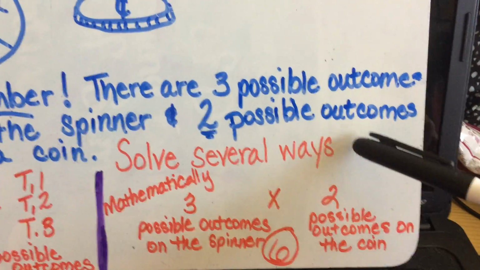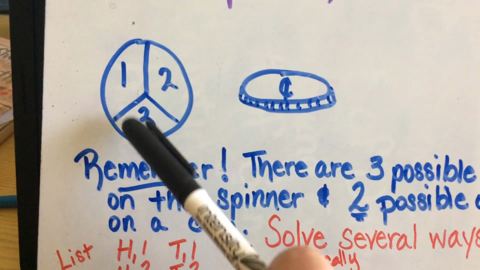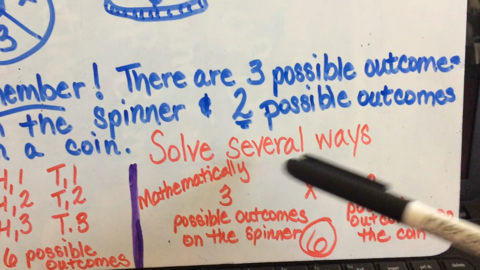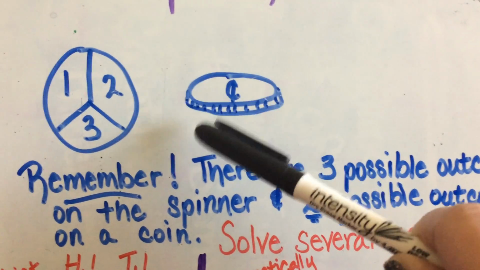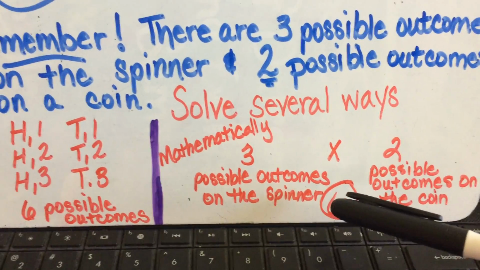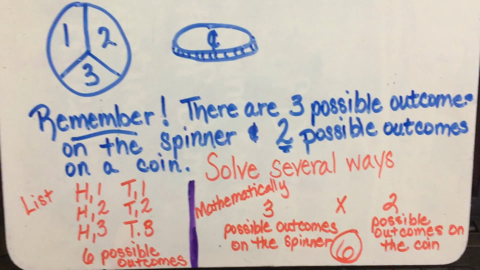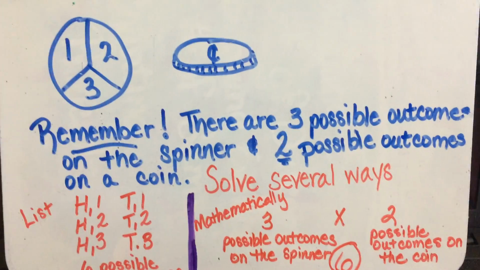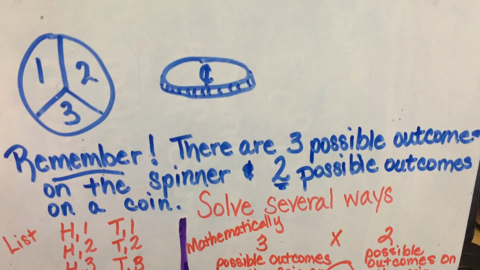You could also solve it this way, mathematically. There are 3 spaces on the spinner, so that's 3 possible outcomes on the spinner. And there are 2 possible outcomes on the coin, heads and tails. 3 times 2 is 6. I hope that helps you. Remember that there is an example, and I would like for you to go back and try again and see if you can master that content in IXL.